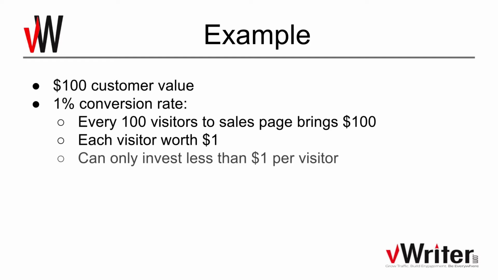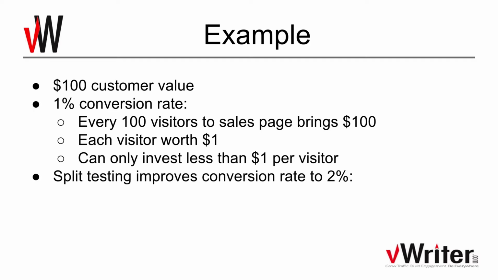And that really means that you can only invest less than $1 per visitor to actually get them to your website, whether that's through content or some sort of advertising or other means of marketing. If you invest more than that, then obviously you're making a loss. So you're fairly restricted to that $1 per visitor. But then you start split testing, and through those tests, and we'll go into this in a lot more detail, you improve that conversion rate to 2%.